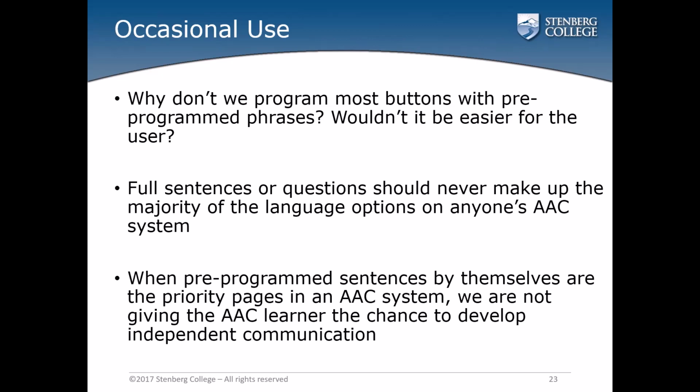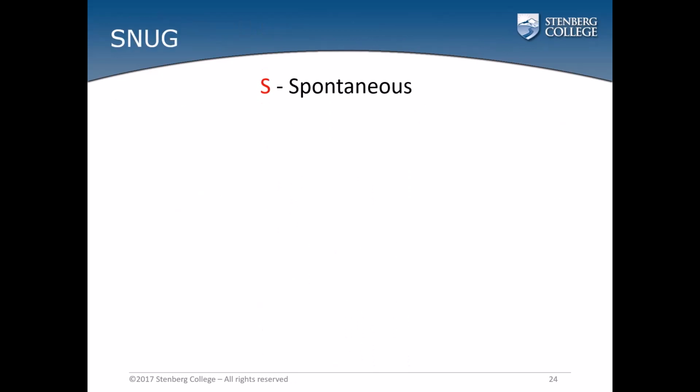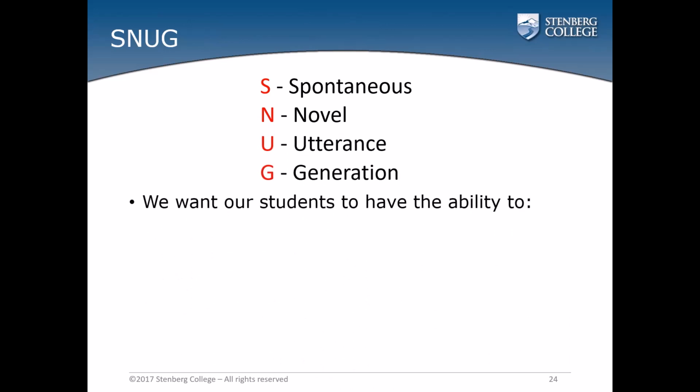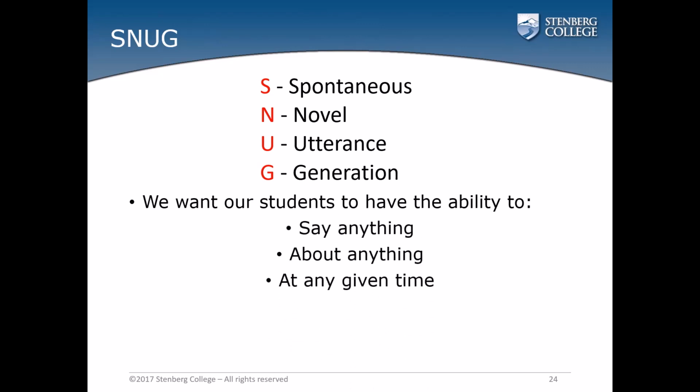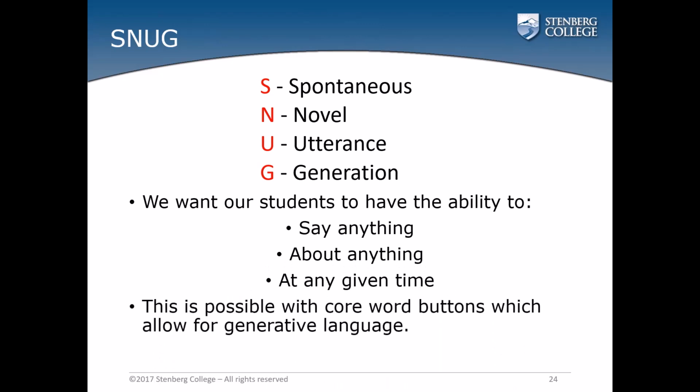When pre-programmed sentences by themselves are the priority pages in an AAC system, we are not giving the learner the chance to develop independent communication, which is our ultimate goal. SNUG, that stands for spontaneous, novel, utterance, generation. We want our students to have the ability to say anything about anything at any given time. And this is possible with core word buttons, which allow for generative language.